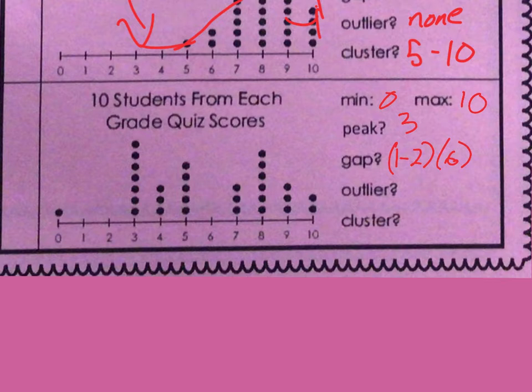Do we have any outliers? Yeah, 0 is an outlier. And then do we have any clusters? We actually have 2 sets of clusters here. So we have a cluster from 3 to 5, and we have a cluster from 7 to 10. So if we were to trace this, it would look hard to categorize because it's not skewed left, it's not skewed right.